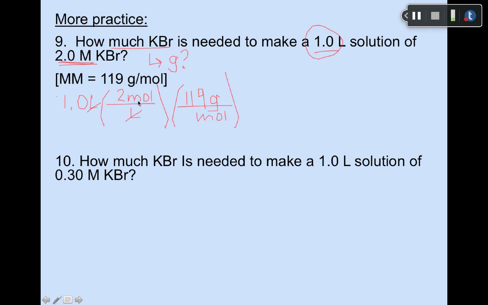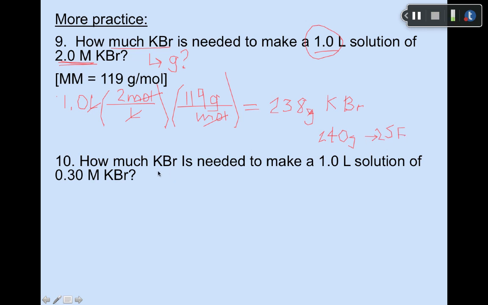and the moles cancel, and now we have a math problem. 2 times 119 looks like to me, and that would be 238 grams of potassium bromide. And is this the correct number of sig figs? Oh, probably we only need 2 here. So 2 sig figs, this should be 240 grams. Close enough for this calculation, in other words. All right, now let's do another one.